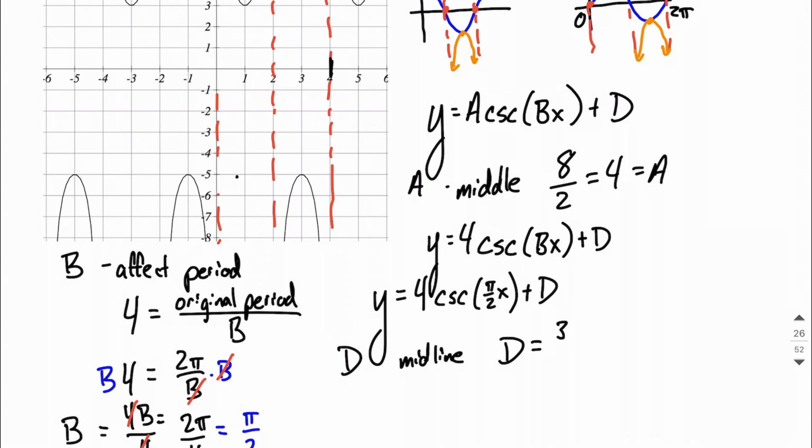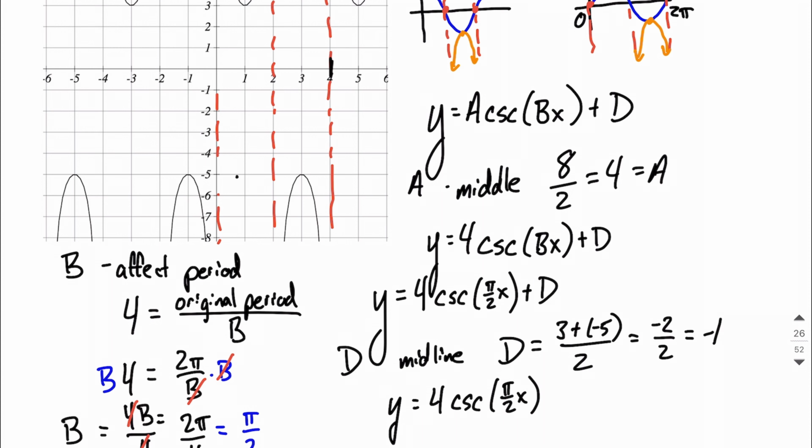We go 3 plus -5. And then since you're taking an average, you have two values. You're going to divide that by 2. So we get -2 over 2 is -1. So d is -1. We get y equals 4 cosecant of pi over 2x, then a plus a -1 at the end. So that would be one solution that would give us that graph.